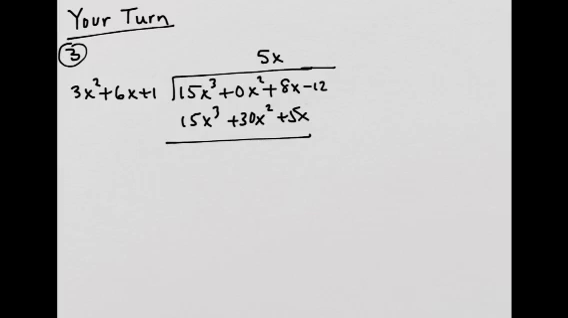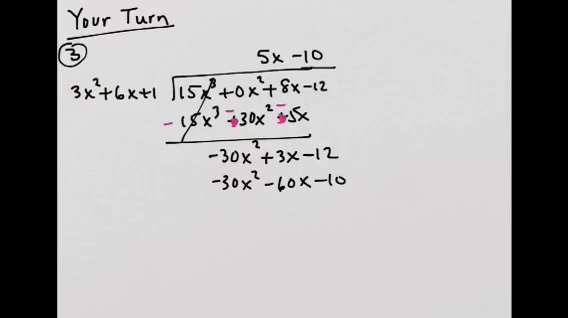Okay, so now I'm going to subtract, or same thing, add the opposite. So here and here. So this is 0, and I get negative 30x squared. 8x minus 5x gives you 3x, and bring down the negative 12. So then, what do you have to multiply 3x squared by in order to get negative 30x squared? And so the answer to that is negative 10. So negative 30x squared minus 60x minus 10.